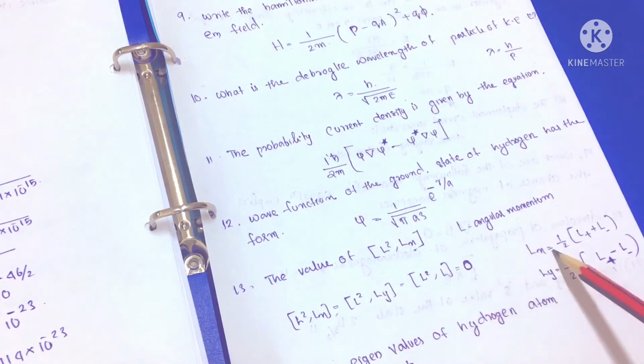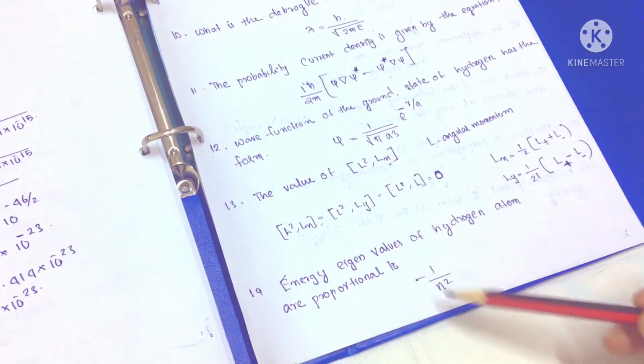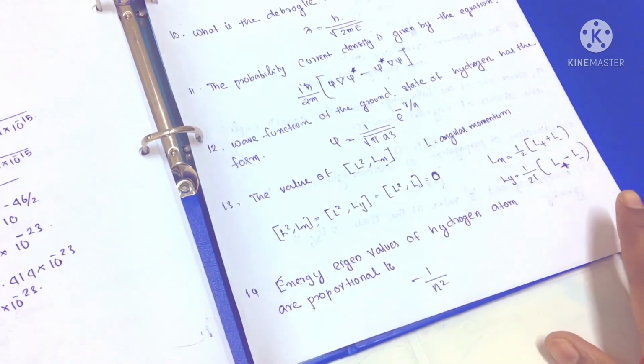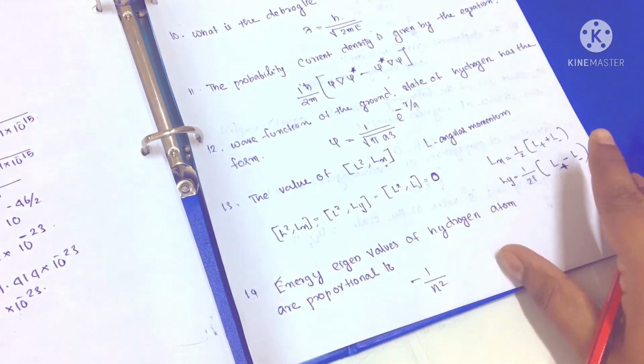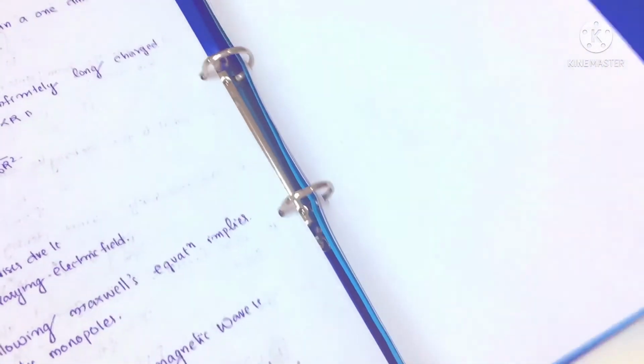Then, what is the de Broglie wavelength of a particle of kinetic energy E? Direct question: lambda is equal to h by p, that is lambda is equal to h by root of 2mE. The probability current density is given by the equation. Then the wave function of the ground state of hydrogen has the form. Then the value of the commutator of L square and Lx, that is the angular momentum operator. Then the energy eigenvalues of the hydrogen atom are proportional to minus 1 by n square.